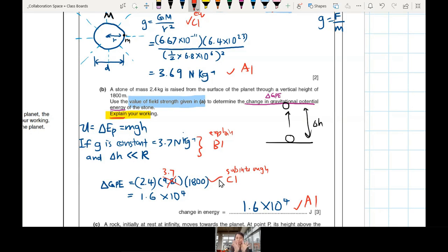Only near the surface where the field is constant. Approximately constant. I draw the field line.